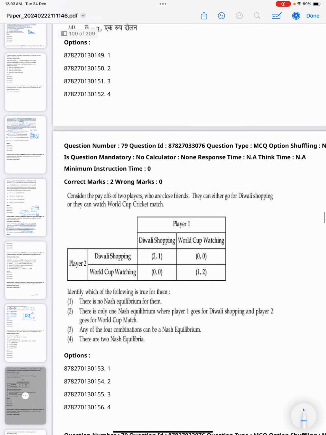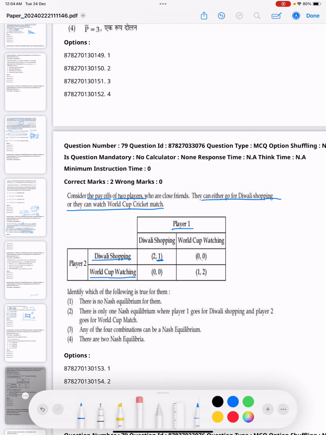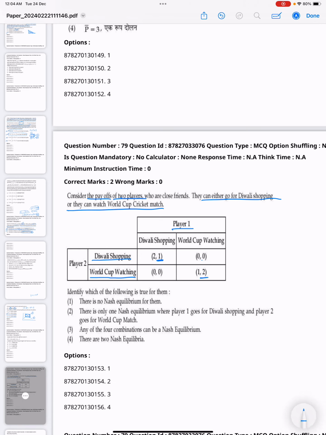Okay, now two players, payoffs. They can either go for Diwali shopping or watch the World Cup cricket match. Now let's find the Nash equilibrium. Suppose player 2 goes for Diwali shopping. What should player 1 choose? Watching the World Cup would give him 0, and going for Diwali shopping would give him 1. And suppose player 2 goes for watching the World Cup, then player 1 should prefer watching the World Cup as well. So both of them would prefer to go together only.